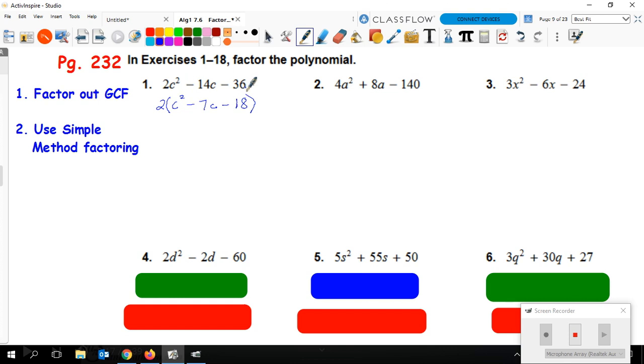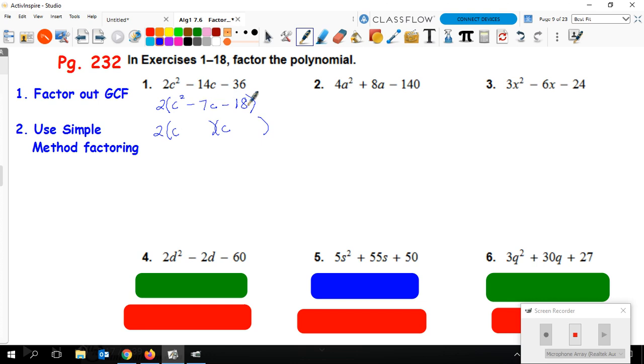And so now we want to use the simple method to factor the trinomial here. So we're going to keep the 2 still on the outside, but now we're going to put 2 parentheses for 2 binomials. C squared is going to be C and C. And two numbers that multiply to give us 18. Remember, that's our question. Two numbers that multiply to give us 18, and they also have to subtract to give you 7. So the same two numbers that multiply to give you 18 also have to subtract to give you 7.